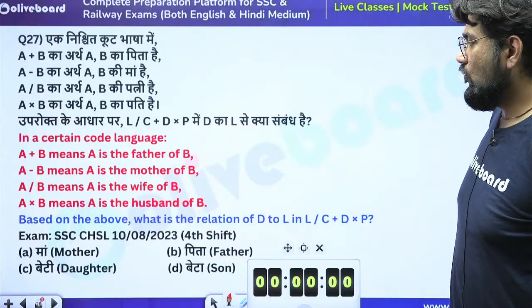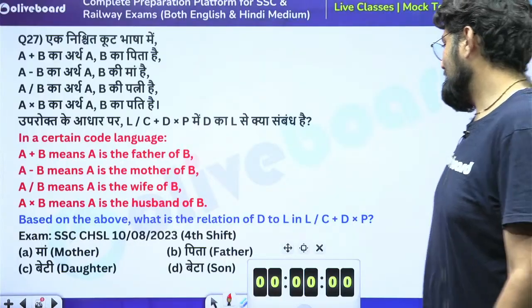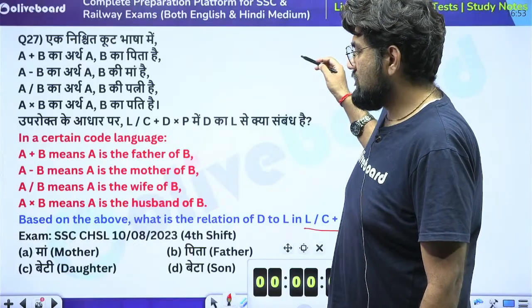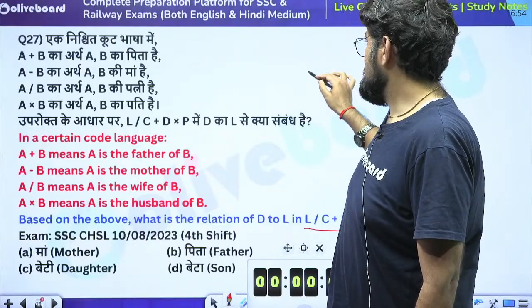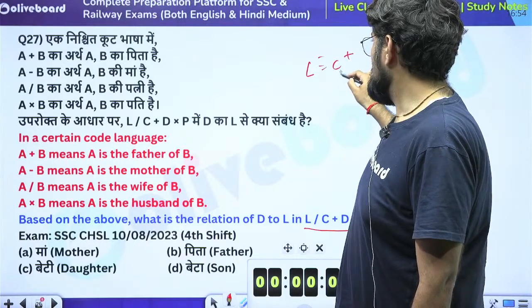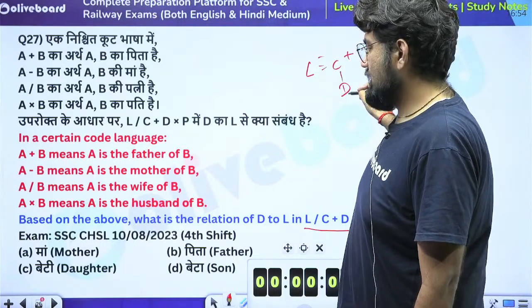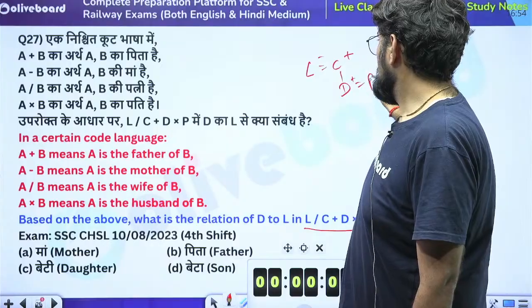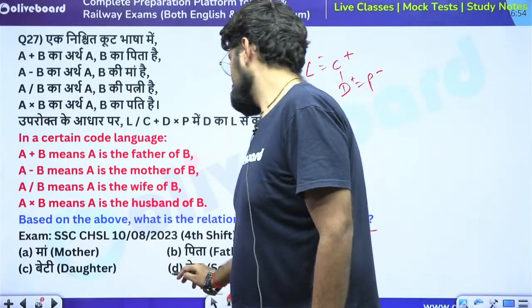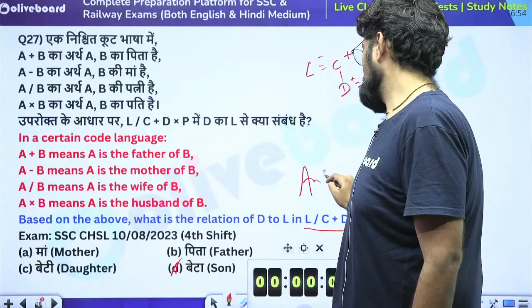Okay. Now, based on the above, what is the relation of D to L in this expression? So, L slash C, L is the wife of C, C plus D, C is the father of D, D into P, D is the husband of P. What is L to D, or what is the relation of D to L? D is the son of L. Pretty easy.